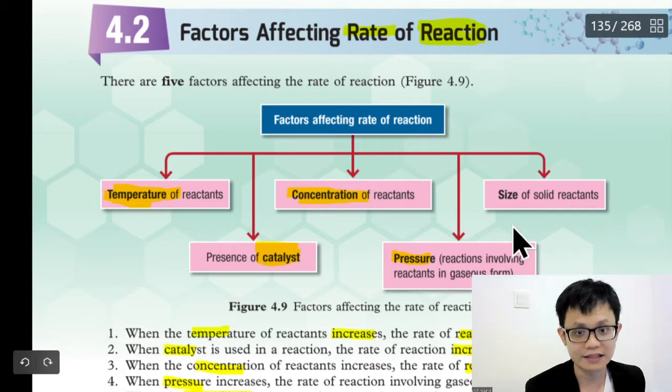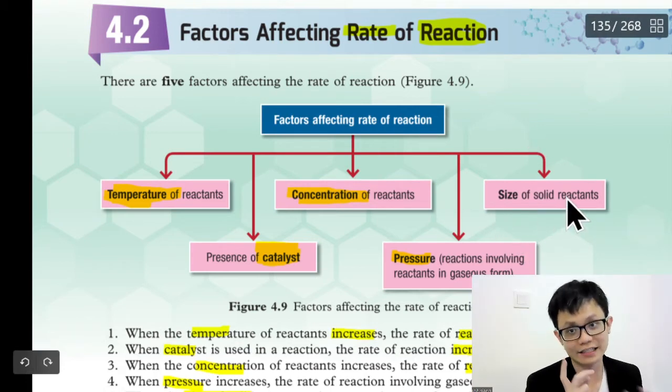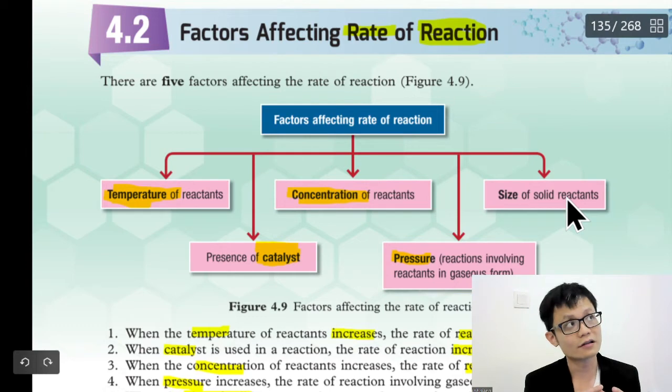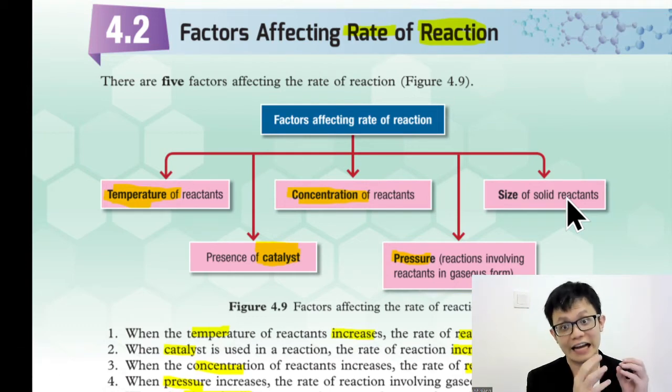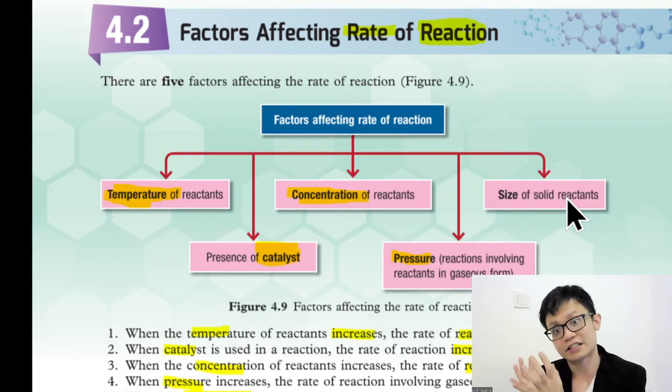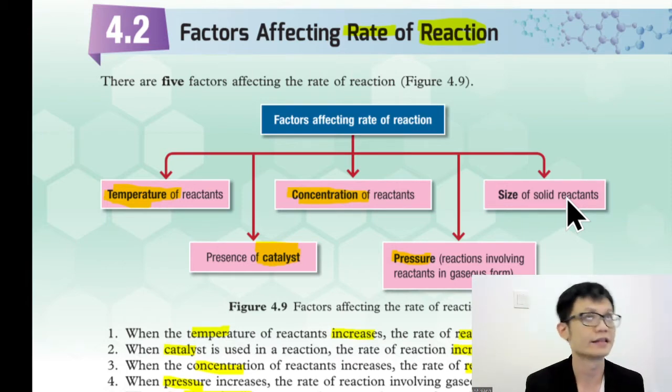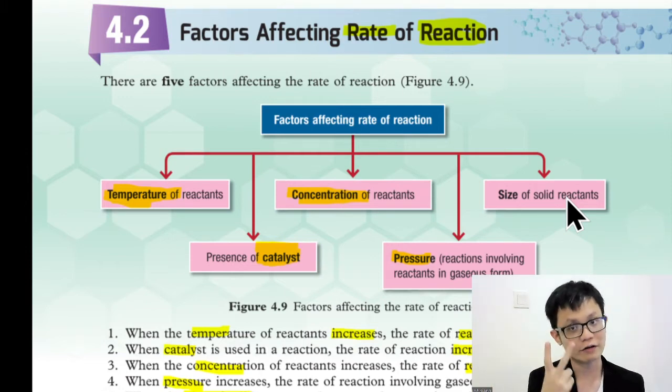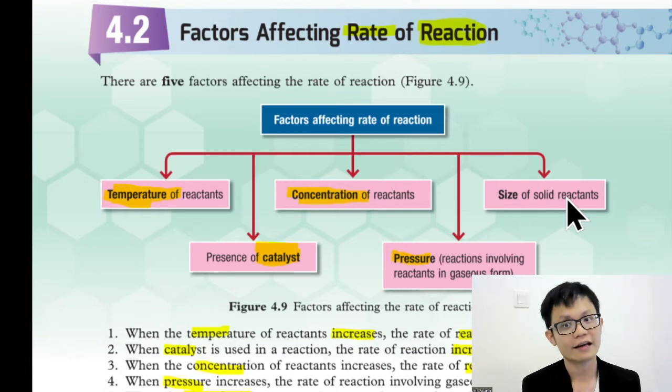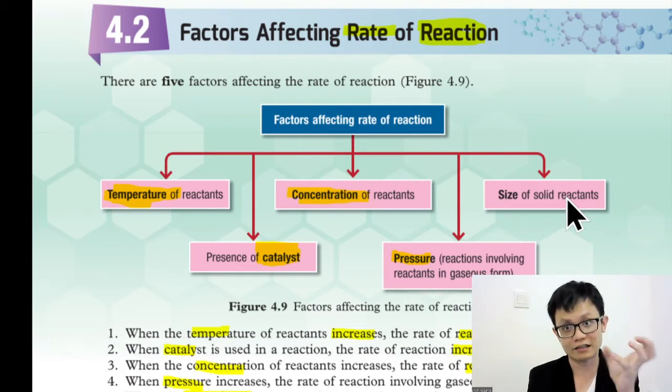Size of the solid. If the size of the solid is bigger, the reaction is slower. If the size of the solid is smaller, the reaction is faster. For example, I like sugar. Sugar has two types. I don't know whether you have helped your mom to cook. One is the sand sugar, very fine sugar, like gula halus. Another one is the big one, like gula batu, like a stone.